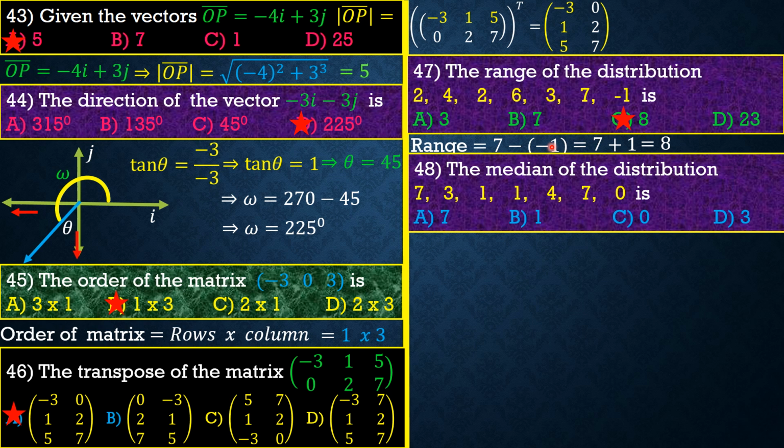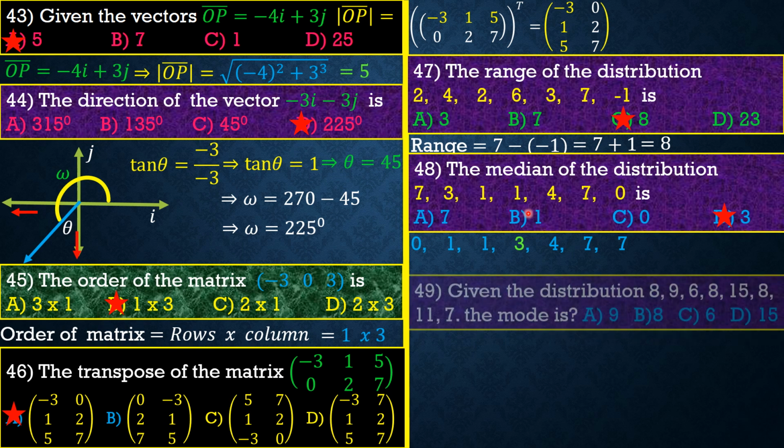Question 48, guys, asks for the median of the distribution 7, 3, 1, 1, 4, 7, 0. So guys, to get the middle of the distribution, all we have to do is to arrange it in ascending order, starting with the smallest, which is 0. We have 0, 1, 1, 3. Guys, we see that 3 is the median. Why? Because it's found in the middle. So we have 3 values to the left hand side, 3 values to the right hand side. So what is in between them is 3. So guys, option D is the best option.